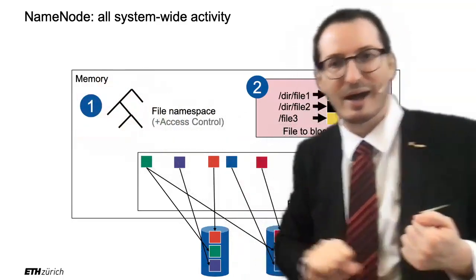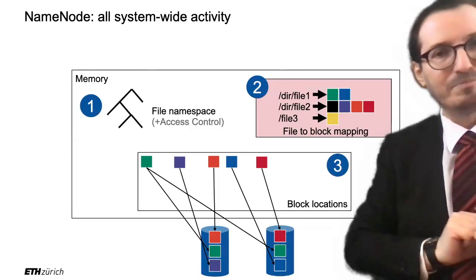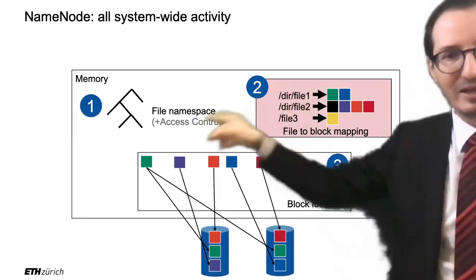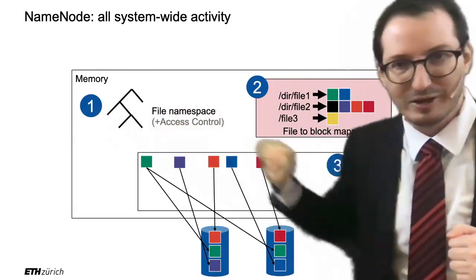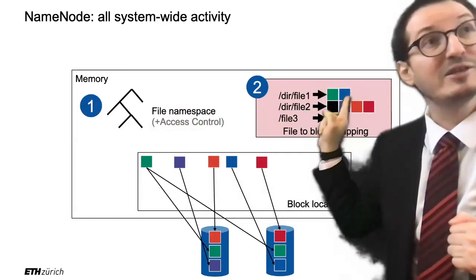That's the information about the hierarchy. The second thing is, from the model, each file that you find here at the leaves is mapped to a list of blocks.